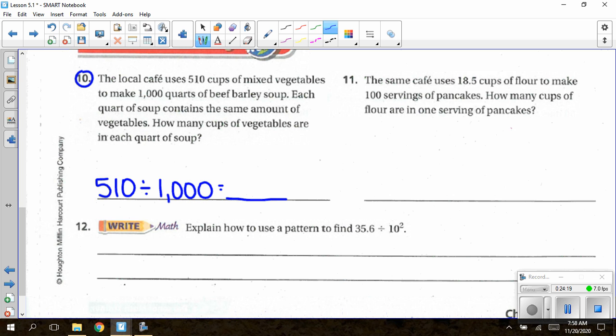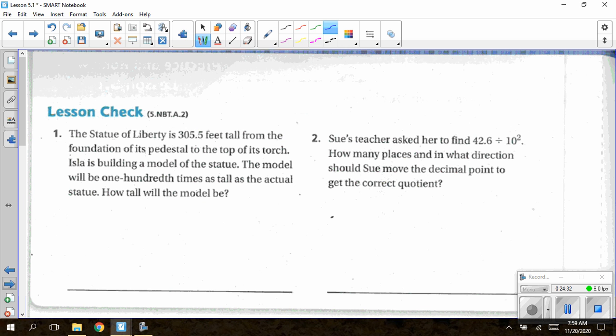So when you do 510 divided by 1,000, that will give you how many cups of vegetables in each quart of soup. Now moving on to the back, which is 296. We are not doing all of the back, so make sure you pay attention to the questions that we are doing. We will do questions 1 and 2.